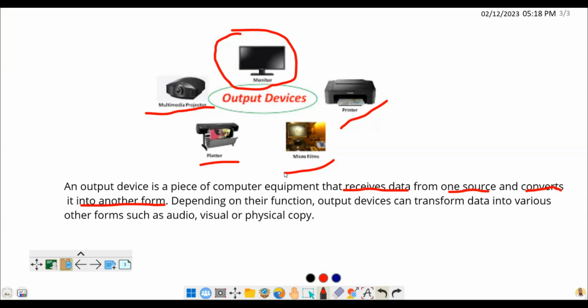Then we have other devices which have not been named here. So I think one of them is the headphone.